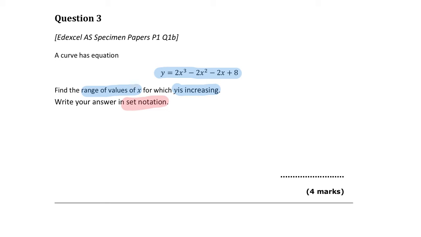So range of values, that means we're going to need inequalities. Range of values suggests that there's going to be more than one answer, and the word range means inequalities are going to be involved. And y is increasing. Well, if a function or curve is increasing, then our key knowledge for that means our gradient, so our dy by dx, our rate of change, is positive.